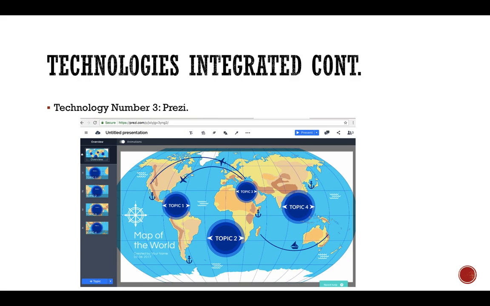Prezi is something that my school pays for, so the students are able to utilize this whenever they would like, at no cost to them. So it's something that I think is a really great technology to integrate, especially if you have the means to do it without having to pay for it out of pocket yourself.